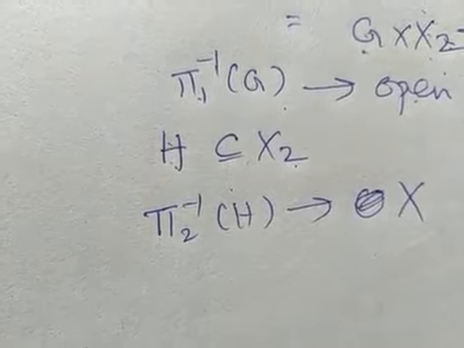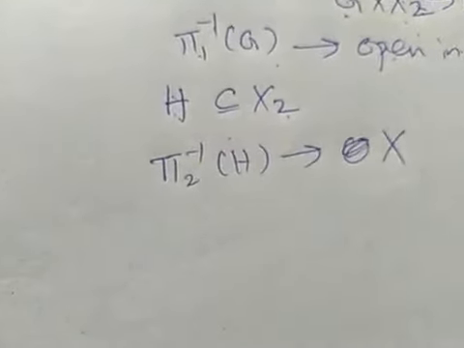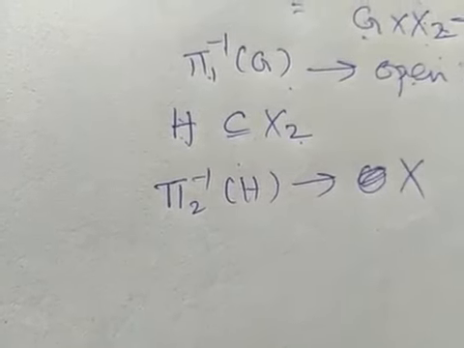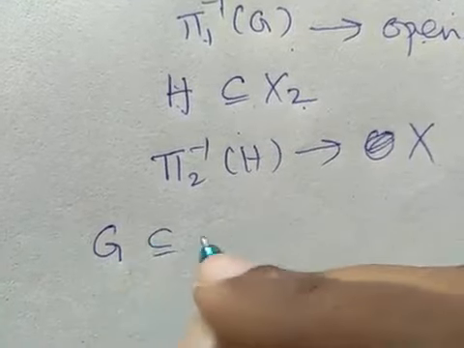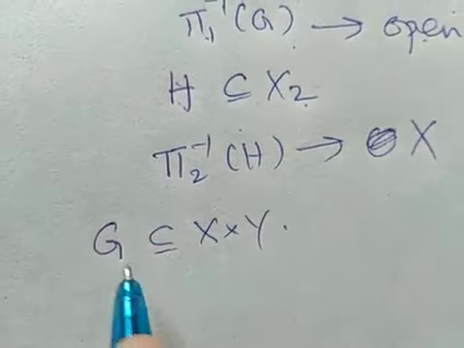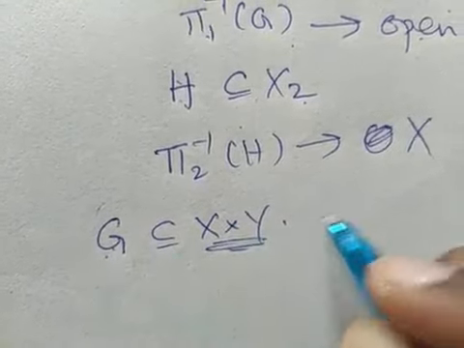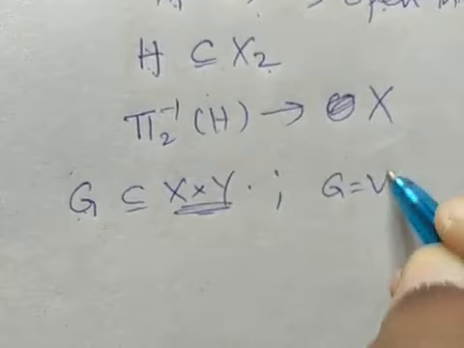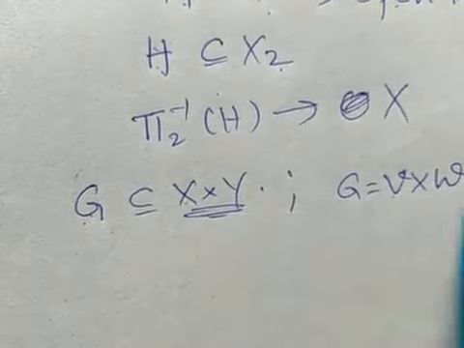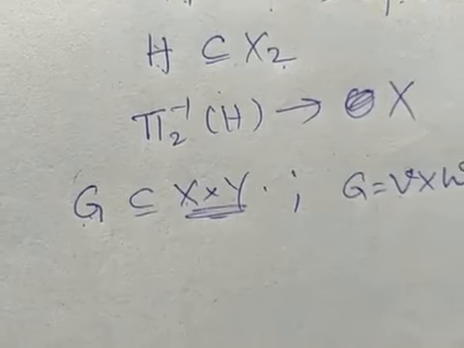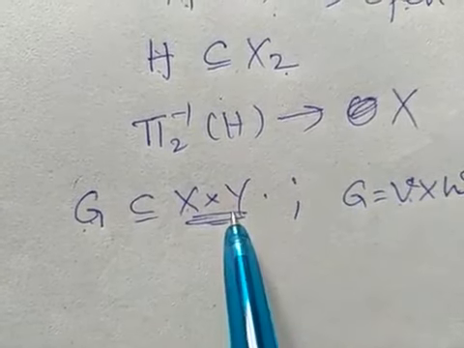Also, these projection maps are open maps. The projection maps are open maps also. Always consider G an open set in X cross Y. Since G is a subset of X cross Y, it is of the form of a cross product itself. So G is equal to V cross W, for some elements V belonging to X and some elements W belonging to Y. Also V is open in X, W is open in Y.